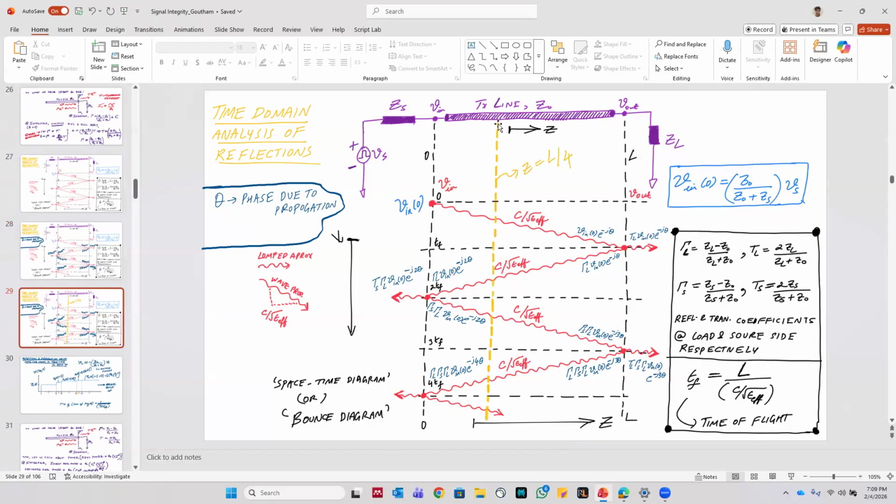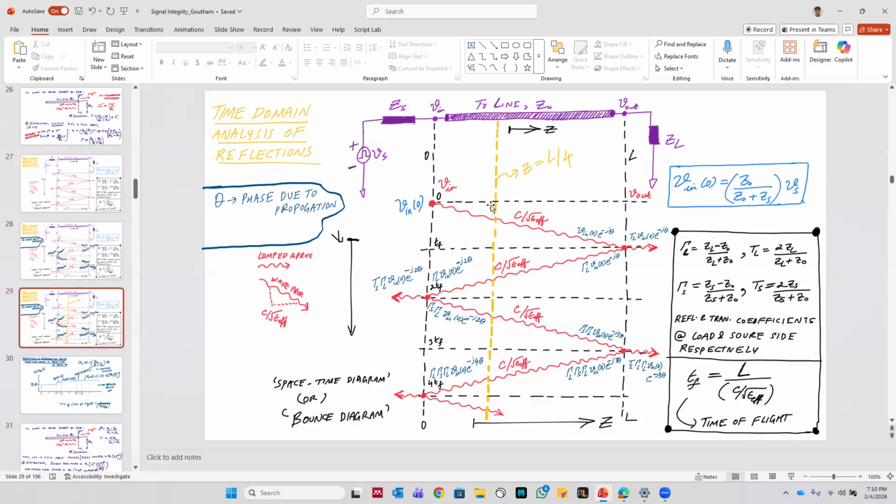So if I was to measure what is the signal at, say, some random location, let's say that location is at z equals L by 4, right? 1/4 of the length. What is it going to look like? So remember, the total time it takes for it to travel this entire distance is TF, time of flight. Let's say that time of flight is, I'm just representing it by capital T, right? So the time it takes to reach here is going to be what? T by 4. So the time it takes to go here is T by 4. And then the time it takes to go here is T, right?